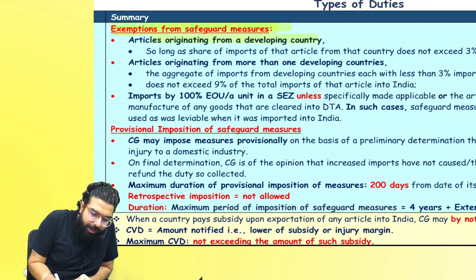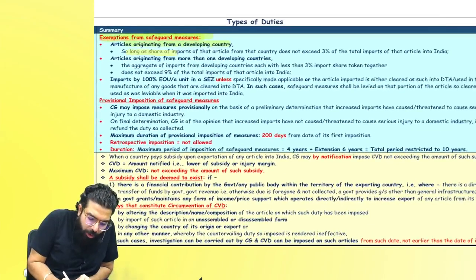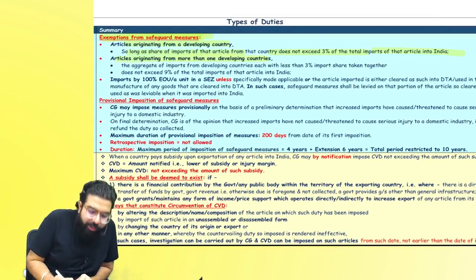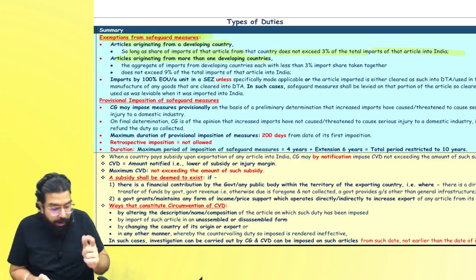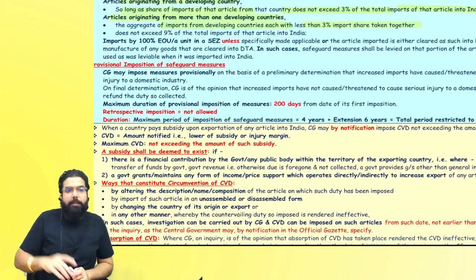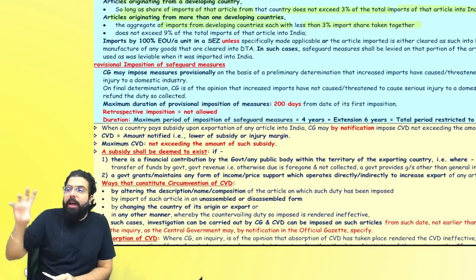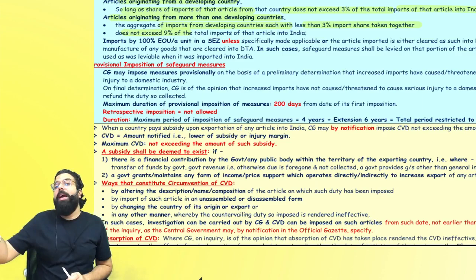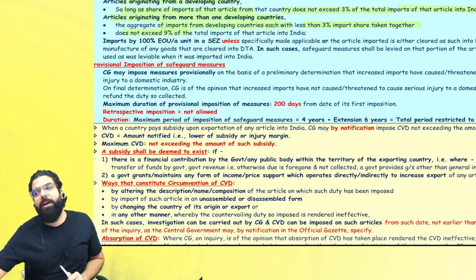So they are telling, article originating from a developing country, so long as the share of that article does not exceed 3% of the total import of that article. If the article is originating from more than one developing country, then they are telling the aggregate of imports, with each country less than 3%, and total not exceeding 9%, then all of them will be exempted. Remember, developing country less than 3, total up to 9.